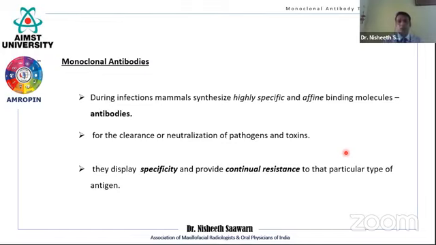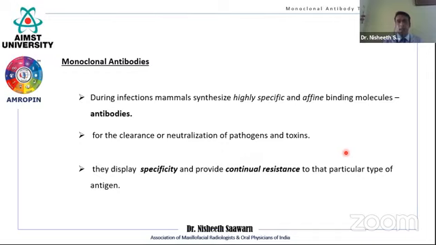Their process is to either clear the pathogens and toxins or neutralize them. Their advantage is they are specific, and not only that, they remember. They remember the things, and they have a continual resistance to that particular antigen. So if today we have been exposed to one antigen, probably after 5 years also, if we get exposed to it, the antibody will be present in our body, and it will react and act against it. It is like sensitizing it.